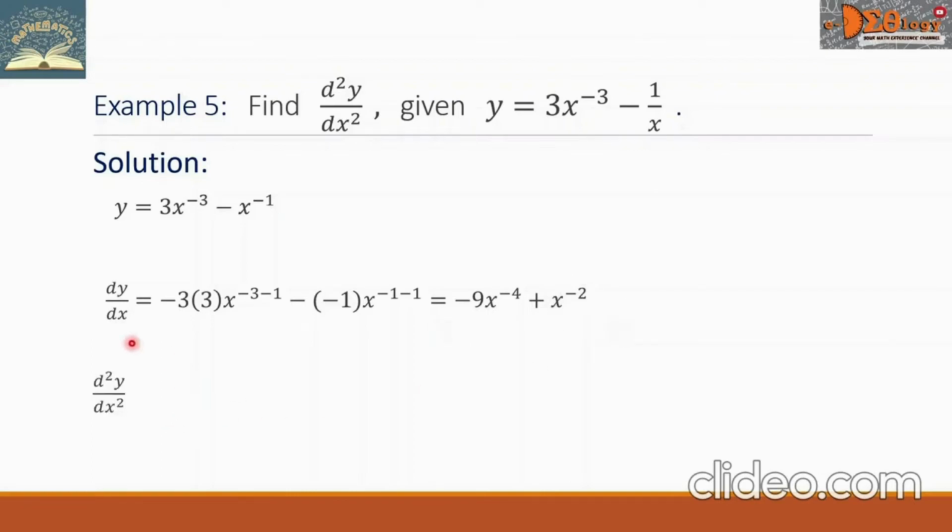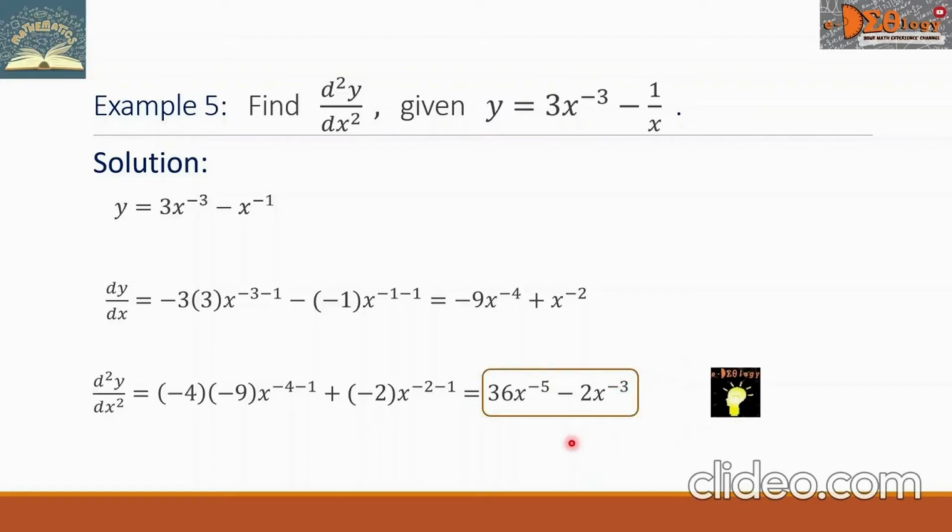Then let's go to the second derivative. This is the notation. Let's take the derivative of each of these terms. For the first term, we have negative 4 times negative 9 times x, that is raised to negative 4 minus 1, plus negative 2 multiplied by x, that is raised to negative 2 minus 1. We simplify the first term, that will be positive 36x raised to negative 5. Then minus 2 times x raised to negative 3. This is the second derivative.